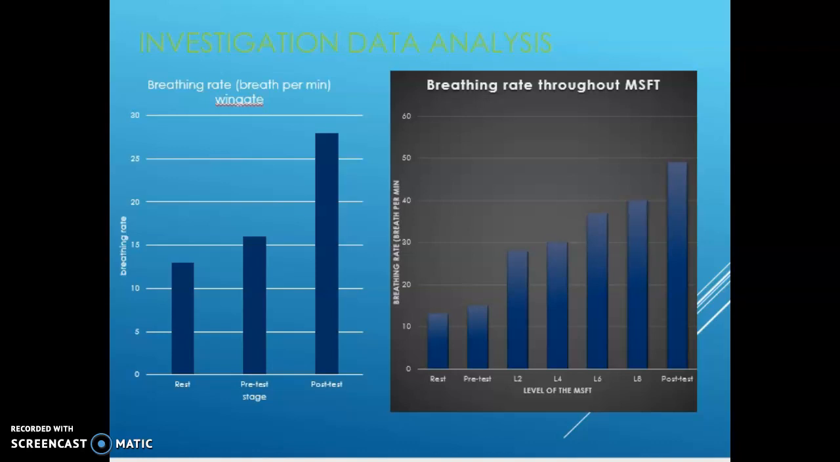This is similar with the Wingate test, as in the short time that the test progressed, the breathing rate increased at a quicker rate. This is due to the intensity being much higher. The breathing rate has to increase to allow for a quick high ventilation.